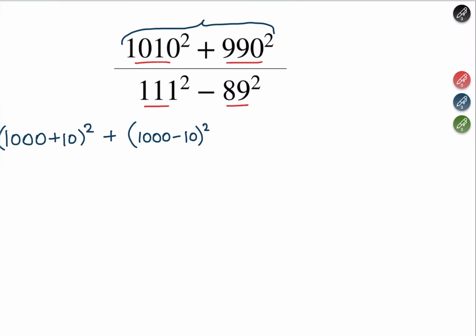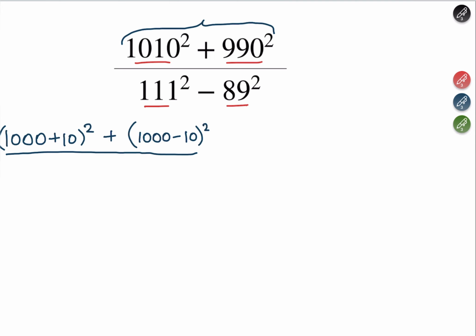So let's go ahead and look at the denominator now. Over here we have 111 squared minus 89 squared. If we think about this in the same way as we did for the numerator, 111 and 89 are both really close to 100. And we can write 111 as 100 plus 11 and 89 as 100 minus 11. But that's not what we're going to do here. We could write it out in the same way as the numerator, but instead we're going to take a closer look at it.